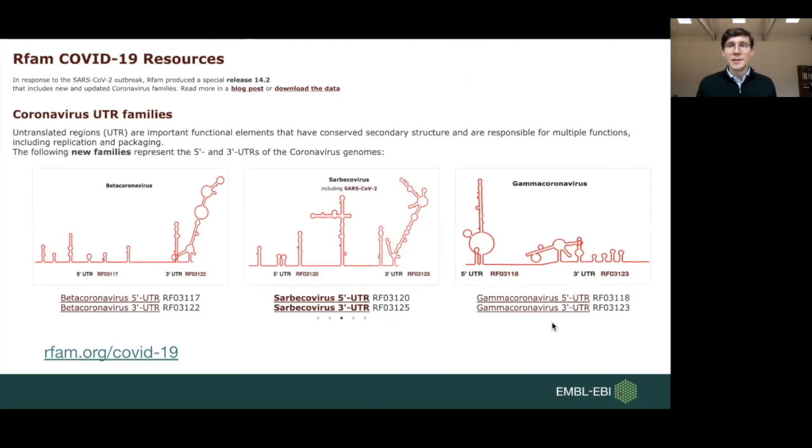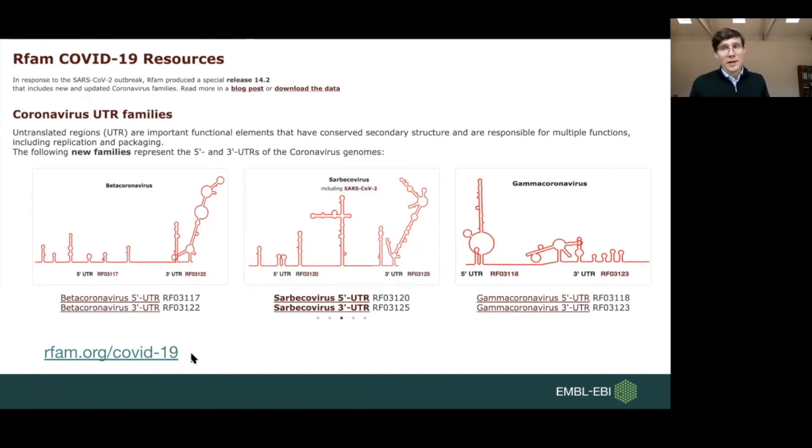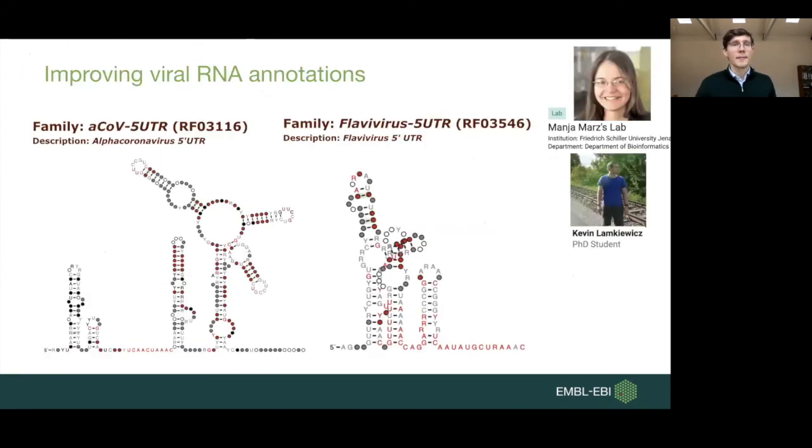You can find all this information at rfam.org/COVID-19. And in addition to coronavirus genomes, we have also done some revising of flavivirus families. So you can also find that information on the RFam website. This is all part of a bigger project, as I said, that has no connection to the coronavirus outbreak.